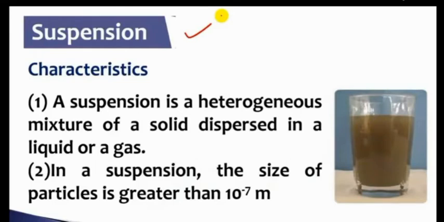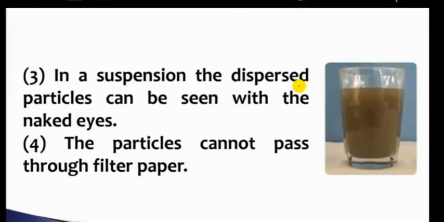Next one, in a suspension, the size of the particles is greater than 10 to the power minus 7 meter. In a suspension, the dispersed particles can be seen with the naked eye. Means we can see them by our eyes. Next one, the particles cannot pass through the filter paper. The particles of the suspension do not pass through any filter paper.